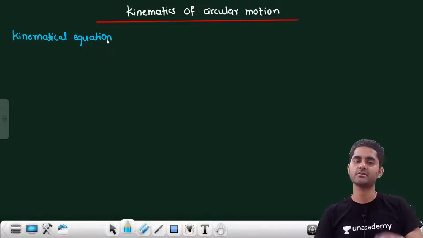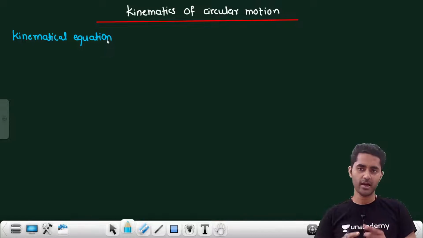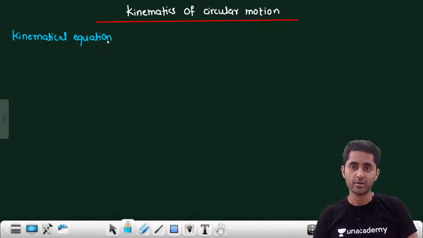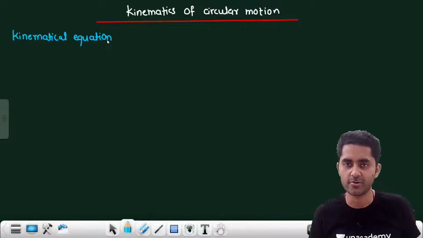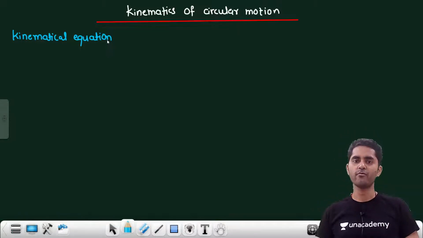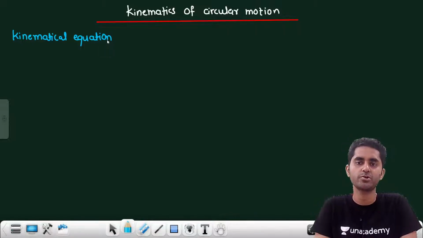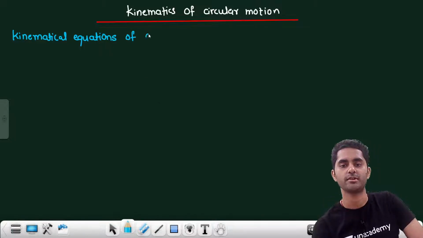We have already started the discussion on kinematics because in the last session we discussed angular quantities, like angular velocity, angular acceleration, angular displacement. We also discussed their average values and their instantaneous values. So we have already started kinematics of circular motion, but today we are going to discuss the kinematical equations of circular motion.